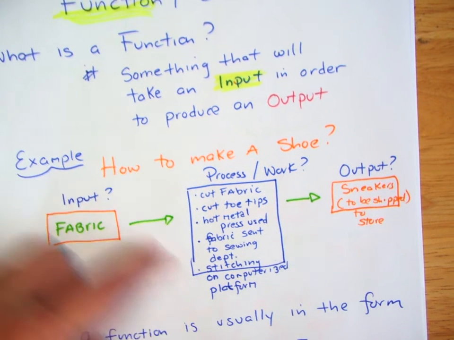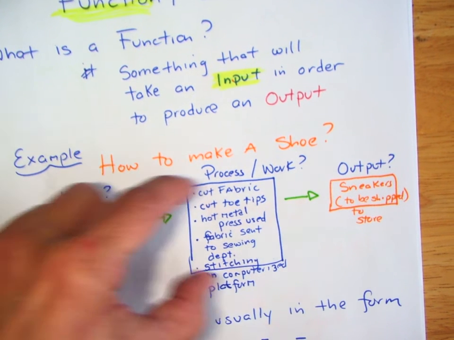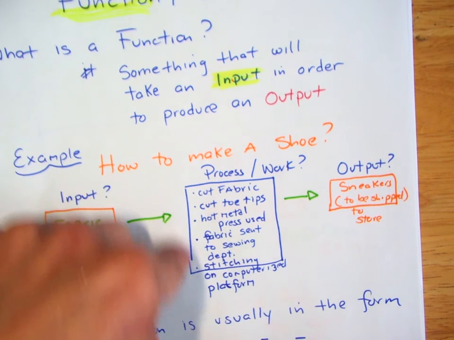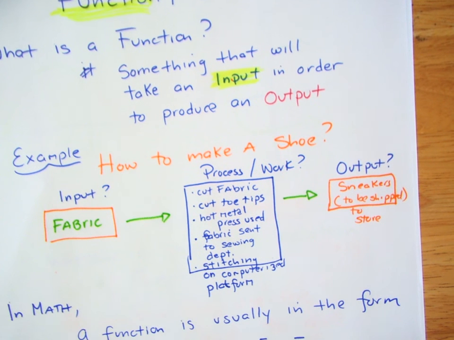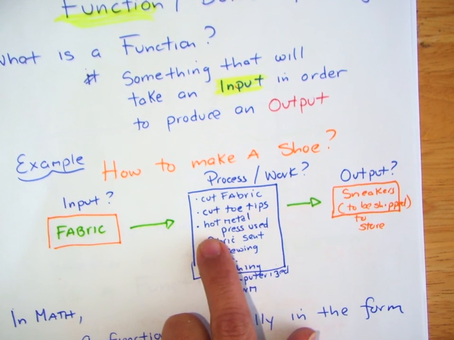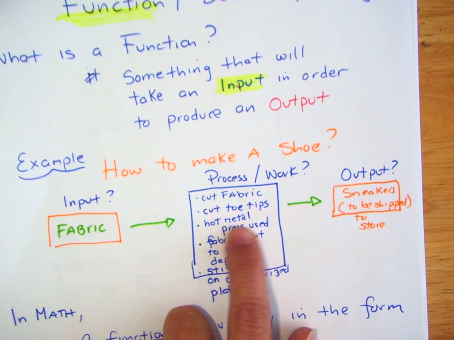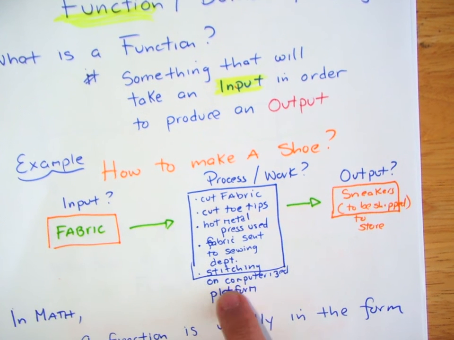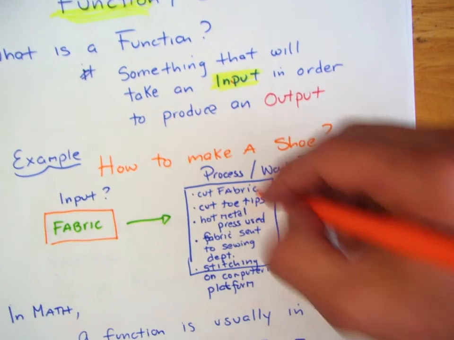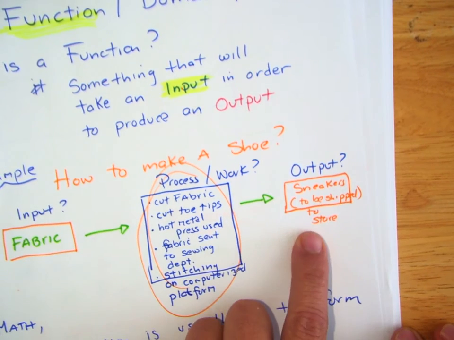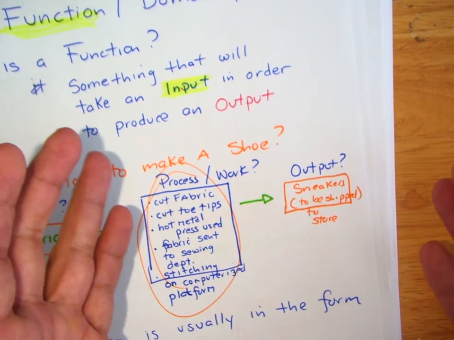You have a process. From this fabric, you're going to go into the different stations and create this process. You're going to cut the fabric, you're going to cut the toe tips, a hot metal press is used, the fabric is sent to the sewing department, there's stitching. There's all this stuff that's happening. And then what's your output? The sneakers, right?